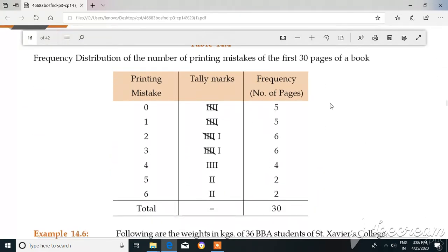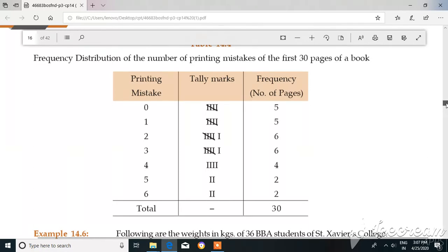Here is a table where we have to consider 3 columns. The first column is what? Printing mistakes. Printing mistakes start from 0, then 1, 2, 3, 4, 5, 6, and the tally marks are there because there are 5 zeros repeated in your given data. So the number of pages consisting of errors is 5. Corresponding to 0, its frequency is 5. Again corresponding to 1, its frequency is 5.